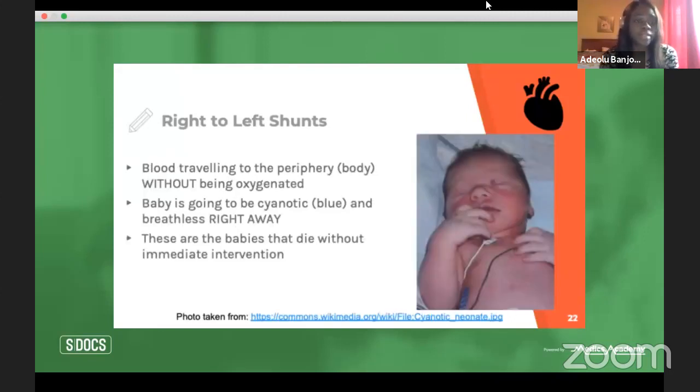So what is a right to left shunt? A right to left shunt is basically when you have blood flowing across a defect from the right side of the heart to the left side of the heart. Because it's flowing from the right side to the left side, it's not being oxygenated. It's not going through the lungs, through the pulmonary arteries to get oxygen. So you basically have deoxygenated blood flowing to the periphery or to the body. This is what will cause a cyanotic or blue baby that from birth will be blue and will be breathless right away. So this is much more of a medical emergency than a left to right shunt, and these are the babies that will die without immediate intervention.